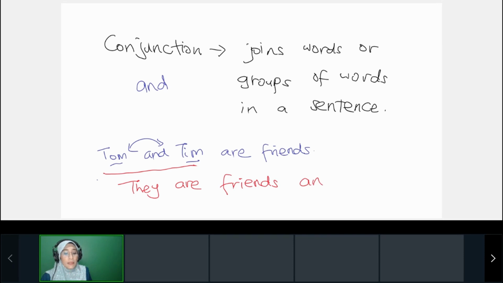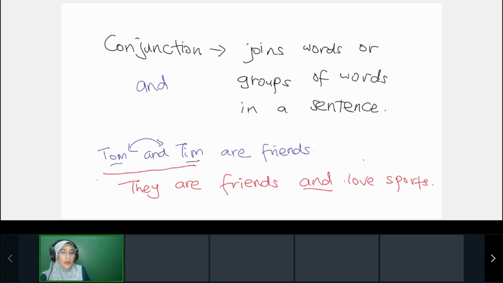friends and love sports. Maybe something as simple as this. They are friends and love sports. You can repeat "they," but it looks a little redundant. It's repetitive as well. So I would love that you just keep this and keep it simple. KISS, I would say. Keep it simple, everybody. All right, so they are friends and love sports.